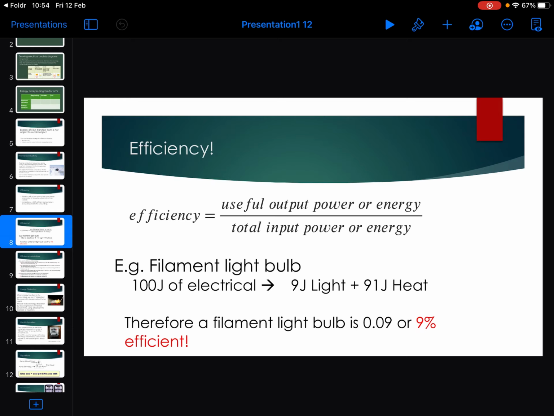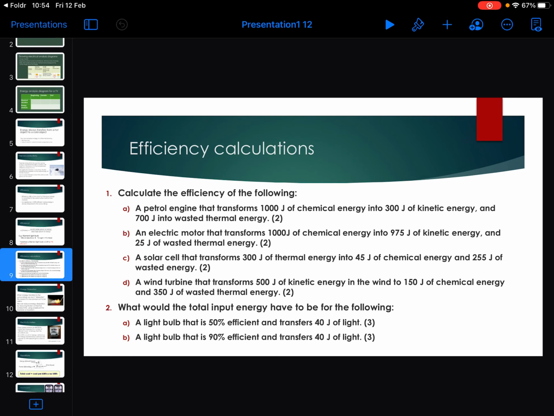Goes to 9 joules of light and 91 joules of heat. Therefore, a filament light bulb is 0.09 or 9% efficient. Either is fine in terms of writing it. I would tend to put things without bothering to put them as percentages, but if you prefer percentages, you can write them. So, have a go at some of these. Pause the video and then I shall go through the answers.